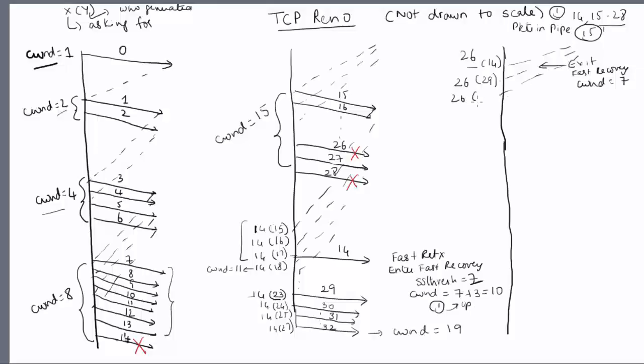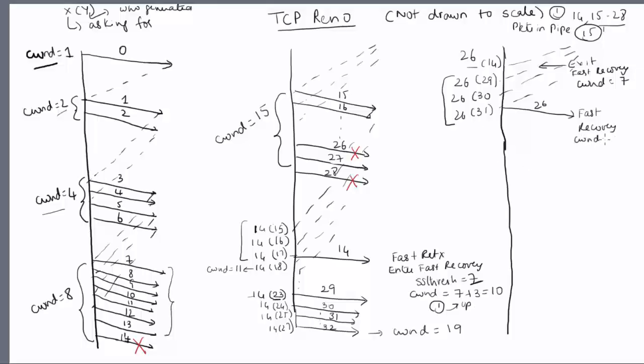You are now going to get another duplicate ACK corresponding to this 30 and yet another duplicate ACK corresponding to 31. So these are the 3 duplicate ACKs. So you know now that 26 is lost. So now you're going to retransmit 26 and again do fast recovery. This is fast retransmit also.